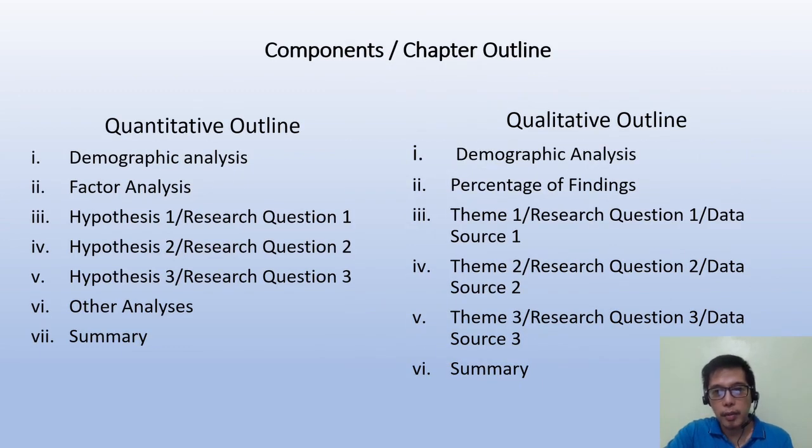Lastly, here are the components or chapter outline. In quantitative outline, first is the demographic analysis, the factor analysis, Hypothesis 1 or research question 1, Hypothesis 2 or research question number 2, Hypothesis 3 or research question number 3, other analysis, and then the summary. In qualitative outline, first is the demographic analysis, followed by presentation of findings. Third is theme 1, research question 1 or data source 1, theme 2, theme 3, and then the summary.